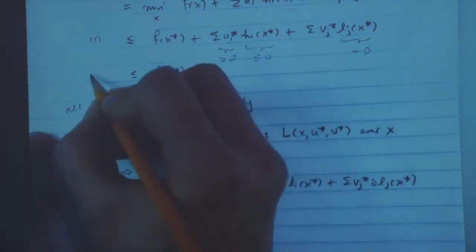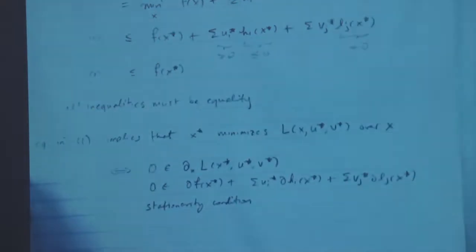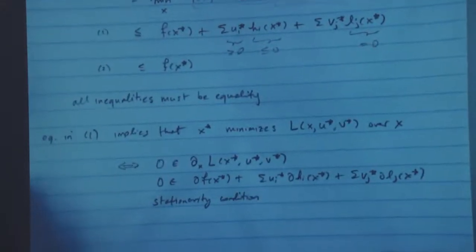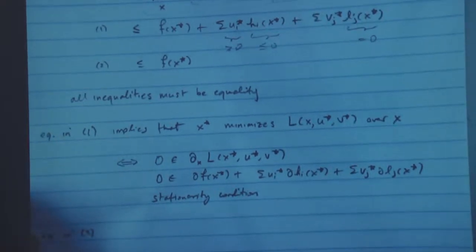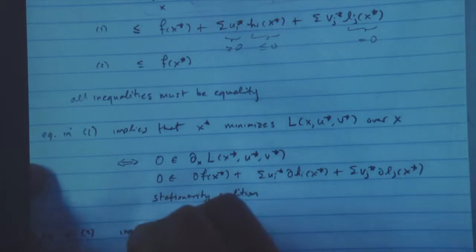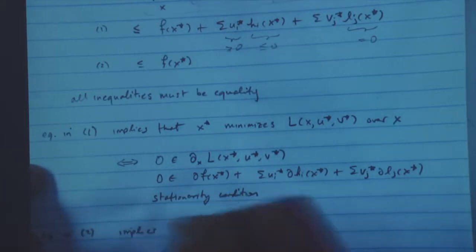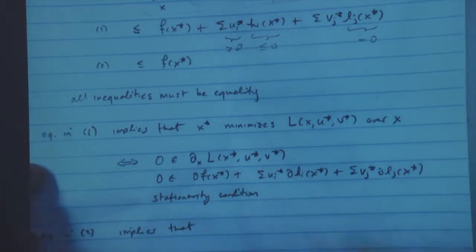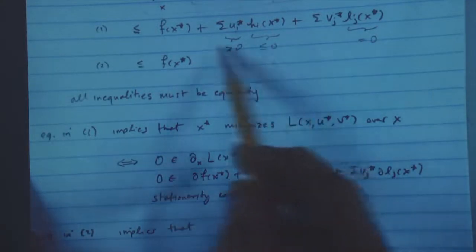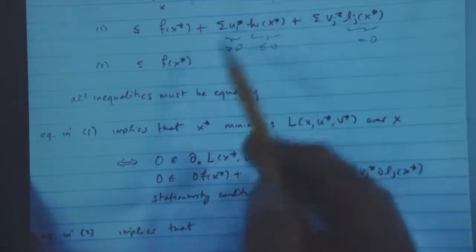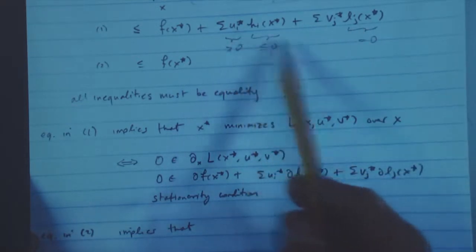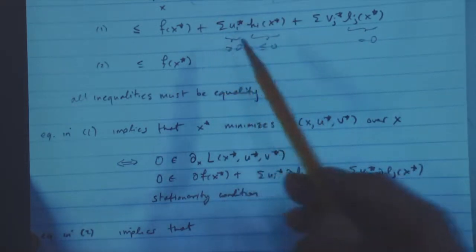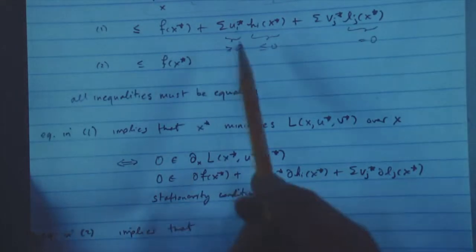So let's look at this inequality here too, which we know must be an equality. So equality in 2 implies what? It implies that, well, all of this must be 0. This term is already 0. That means that this sum must be exactly 0. Not less than or equal to 0, but we know now exactly 0.